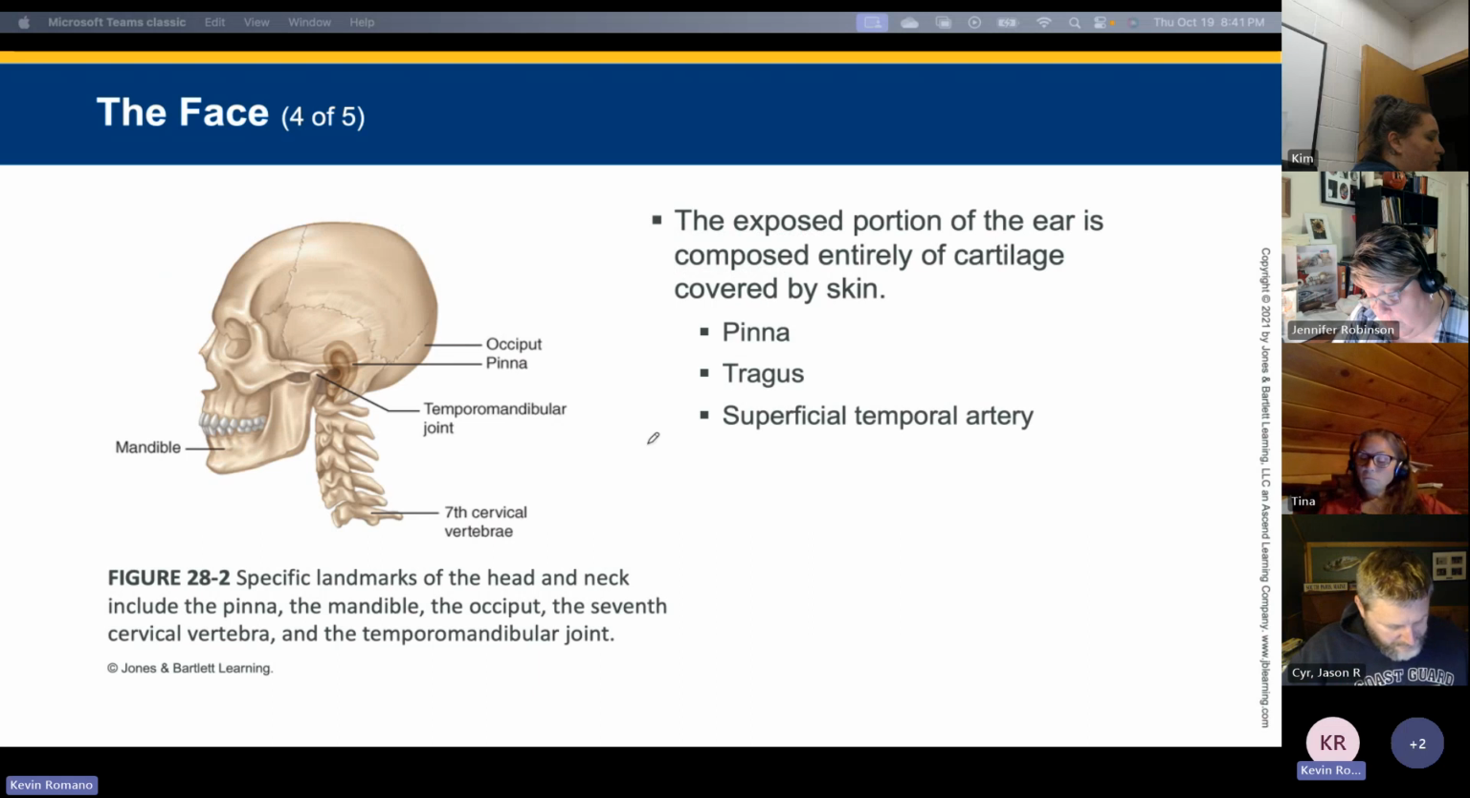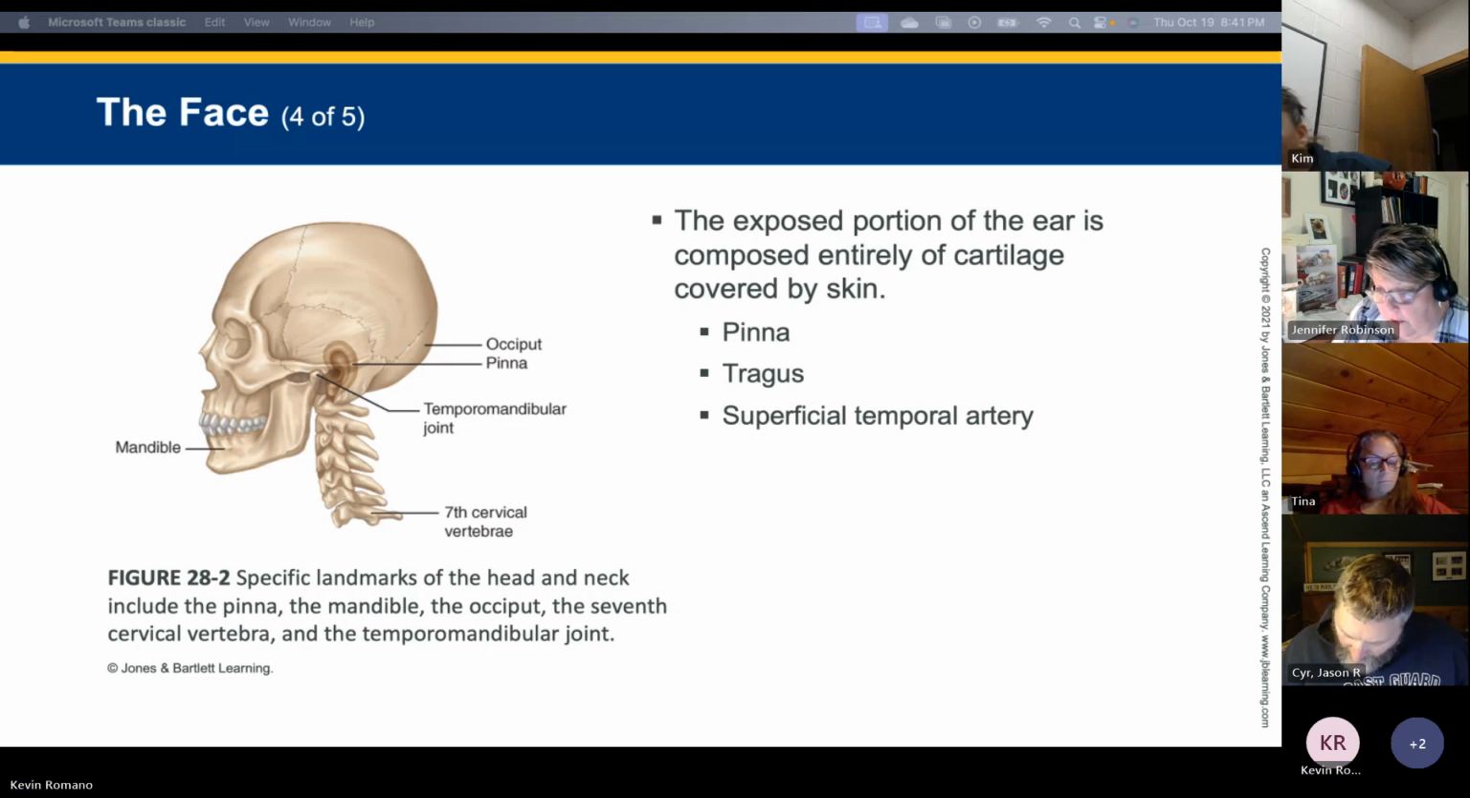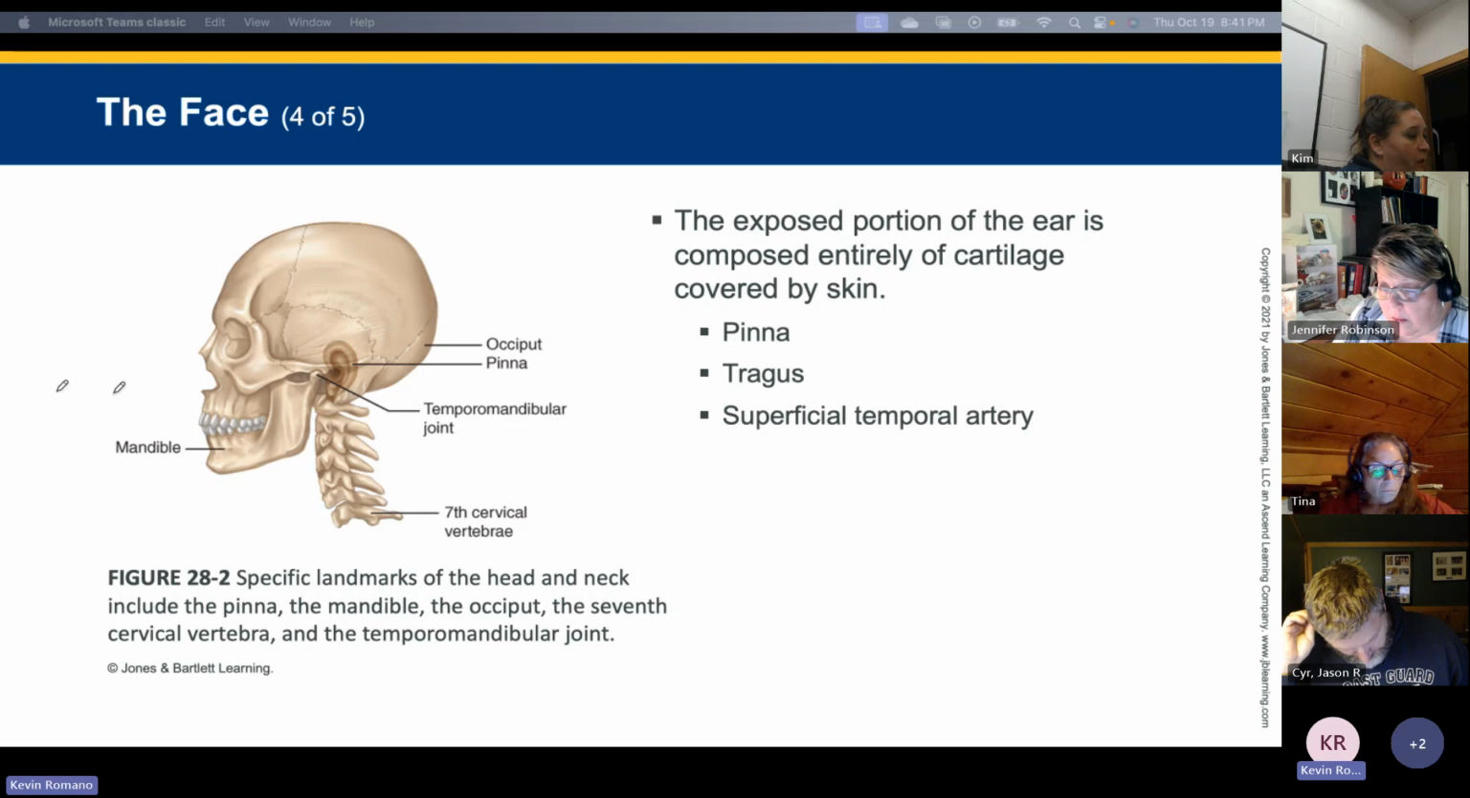Right. Now looking at the back. The exposed portion of the ear is comprised entirely of cartilage covered by skin. The external visible part is called the pinna. The tragus is the small, rounded, fleshy bulge immediately anterior to the ear canal. So the tragus is located here. If you were in critical care medicine, that would actually mean something.